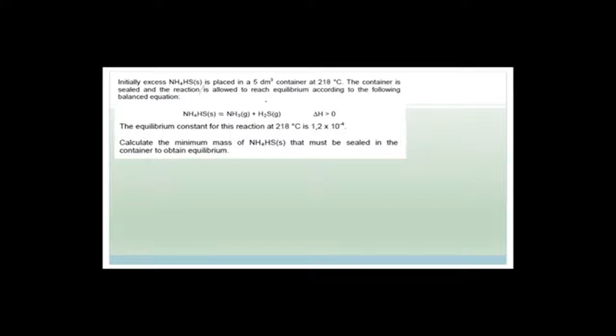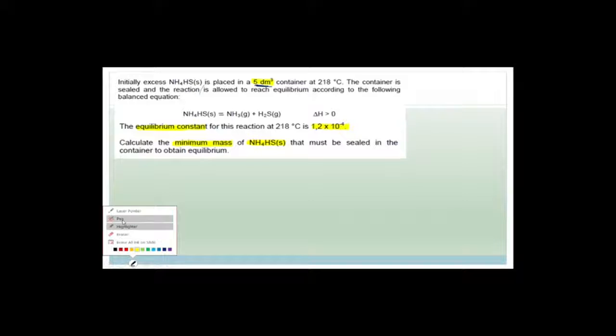Okay, so what is this? I just want to see if this is Kc. Yeah, it is. It says initially excess ammonium hydrogen sulfide, which is a solid, okay, is placed in a 5 decimeter cube container. And you know what, guys, we should be highlighting, okay? So we've got excess ammonium hydrogen sulfide in a 5 decimeter cube container at 280 degrees Celsius, okay? The container is sealed and the reaction is allowed to reach equilibrium according to the following balanced reaction, okay? It says the equilibrium constant, your Kc, is 1.2 times 10 to the negative 4. And they want to know the minimum mass of this that must be sealed into the container.